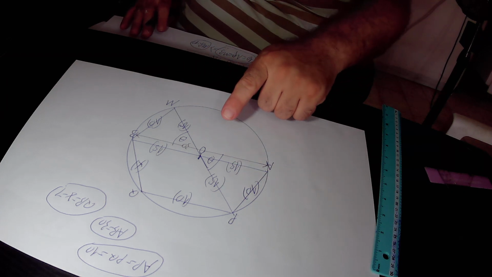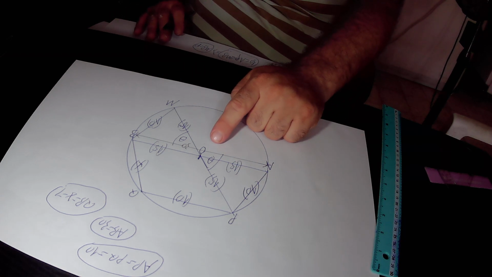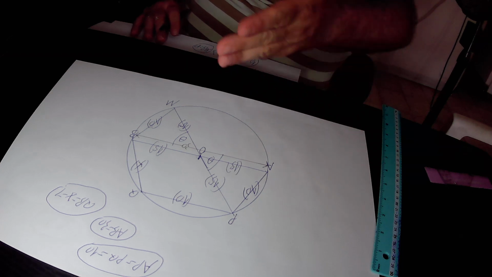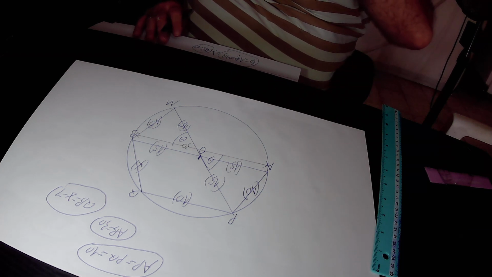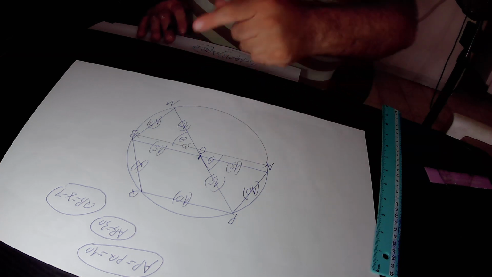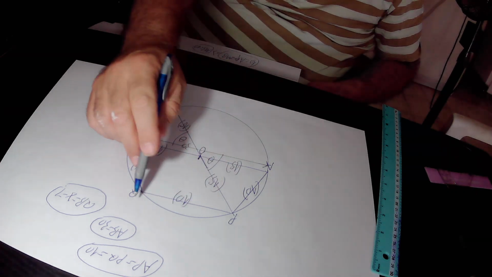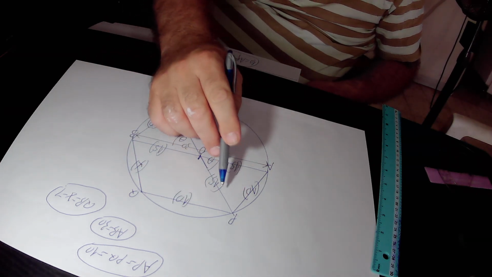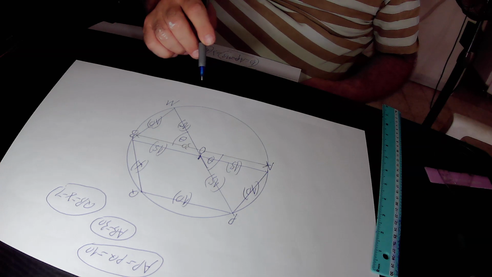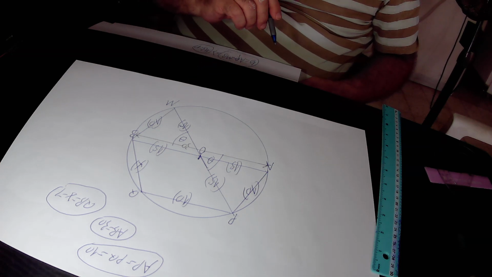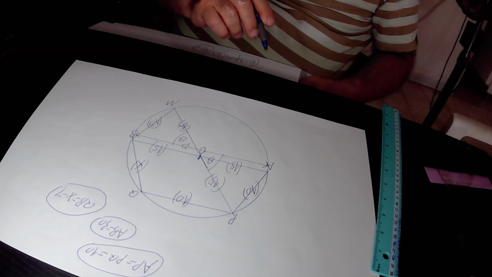Chord PM passes through point O, the center of the circle. We know that any chord that passes through the center of the circle must be the diameter of the circle. Therefore, PM is the diameter of the circle. So I'll copy this semicircle with the diameter PM, and we analyze this semicircle with the diameter PM.